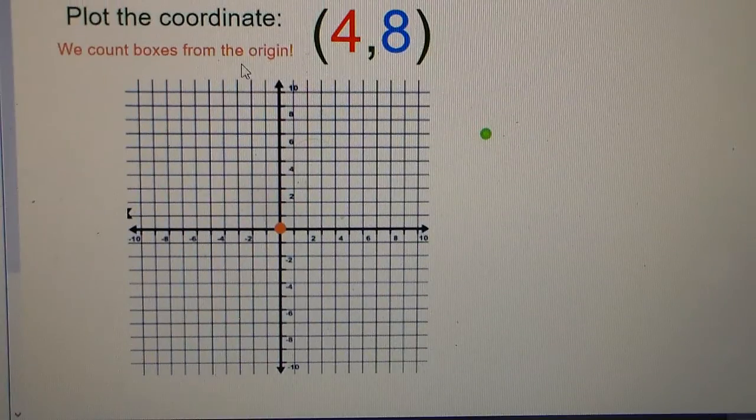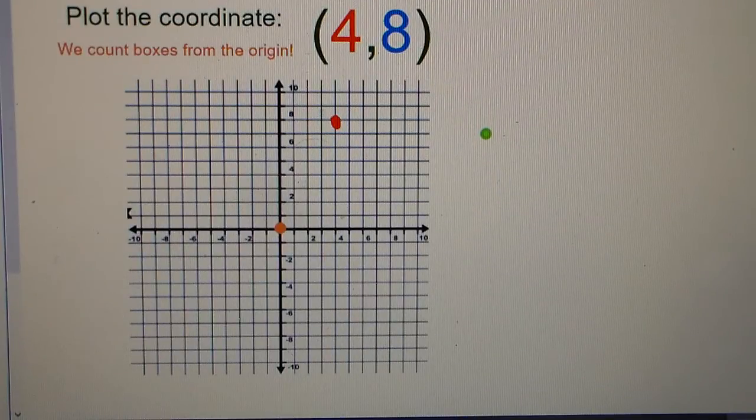Let's do some examples so you see what I mean. So plot the coordinate 4, 8. So what we do from the origin, we count 4 boxes to the right. Because it's a positive 4, we go to the right 4. And this is a positive 8, so we go up 8. 1, 2, 3, 4, 5, 6, 7, 8. And right there, that red dot is the coordinate 4, 8.